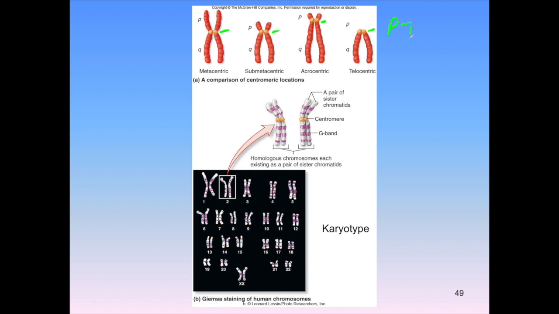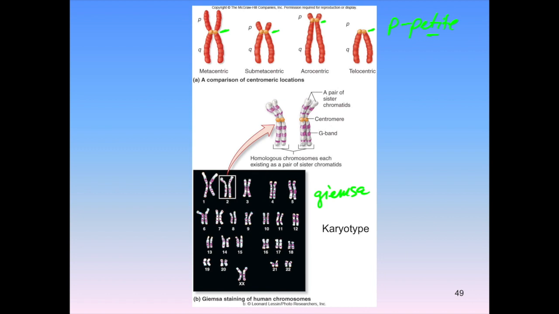Think of P for petite. Someone is petite, that usually means they're very small. So the small arm would be the petite arm. That's in comparison of the locations. This is what's known as Giemsa staining.